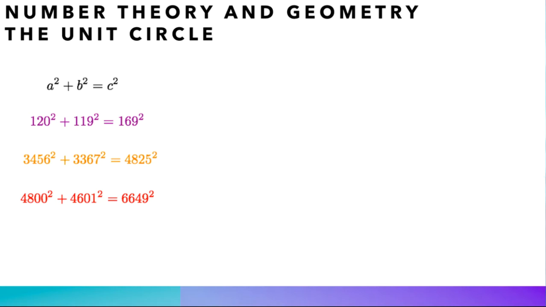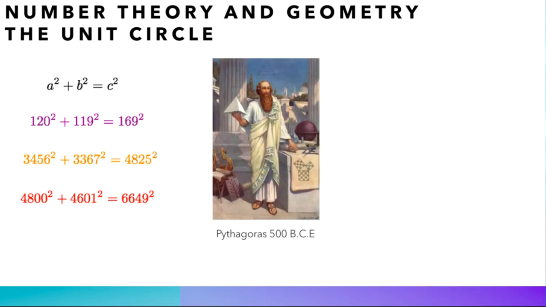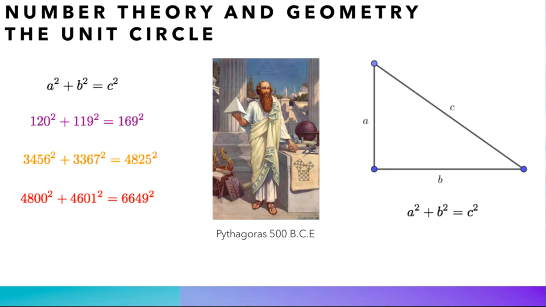Plimpton 322 dates from around 1800 before Common Era, which means that this problem was known before Pythagoras, who lived around 500 before Common Era. It is obviously related to the famous Pythagorean theorem, which states that a squared plus b squared equals c squared holds in any right triangle with legs a, b, and hypotenuse c. I hope that you know that the converse holds as well.